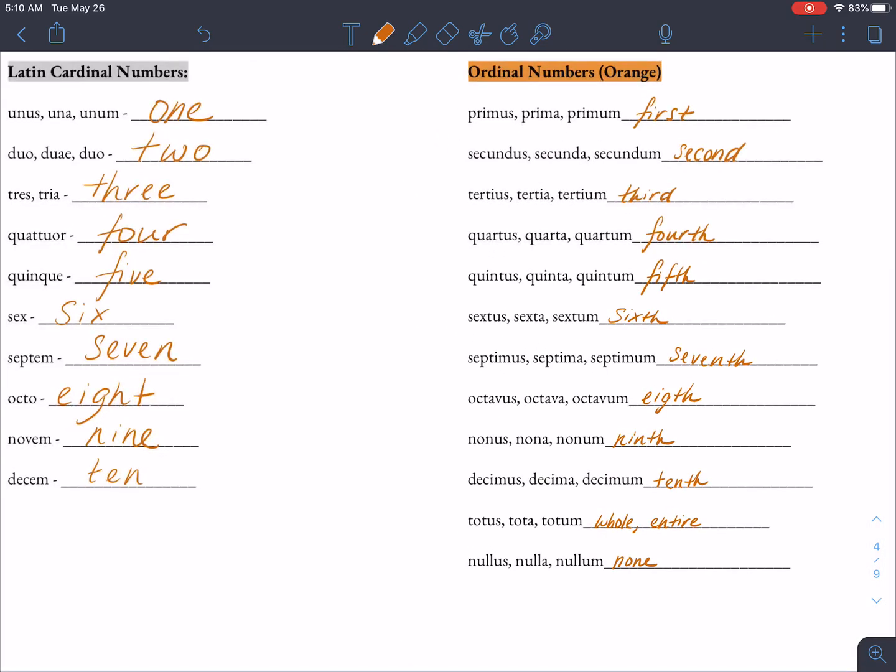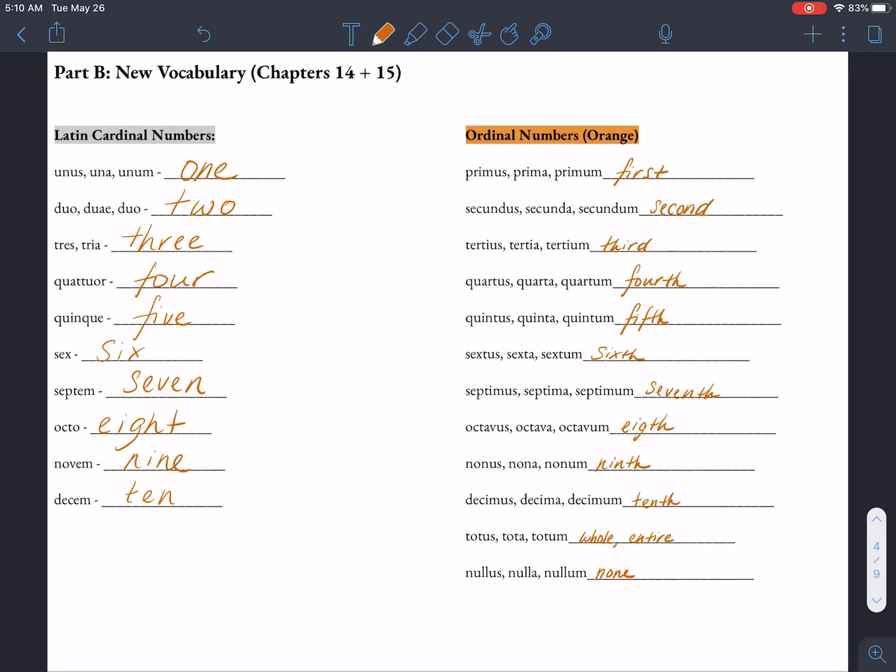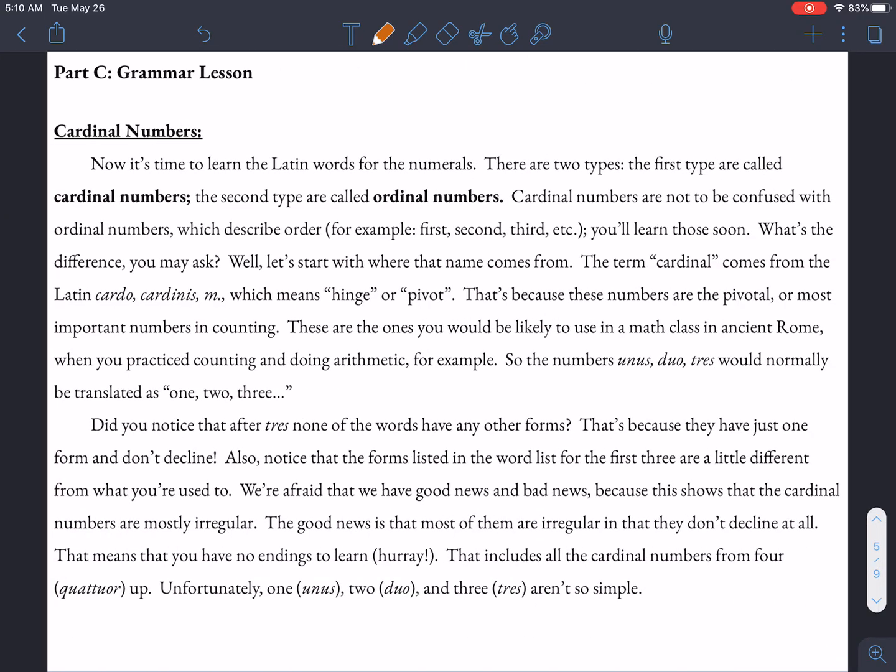Alright, so this is our new vocabulary for this week. Please make sure you have these all filled out, and make sure that these are color-coded in orange. Alrighty, if you need more time on the screen, you can always pause, but without further ado, little old Maggie's going to move on to the grammar lesson.